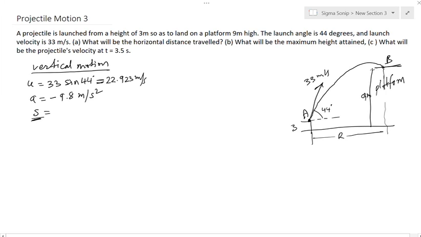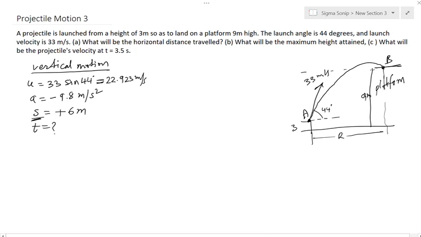A is at 3 meters, B is at 9 meters, so vertical displacement is 6 meters in the vertically upward direction. And because vertically upward is positive, the object is going from here to here. So displacement is vertically up, that means it is positive 6 meters here. The object has risen by 6 meters, and we need to find t.